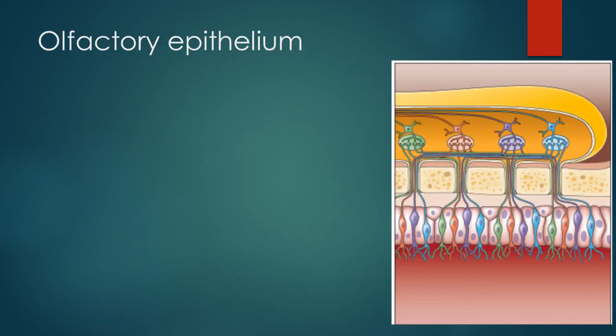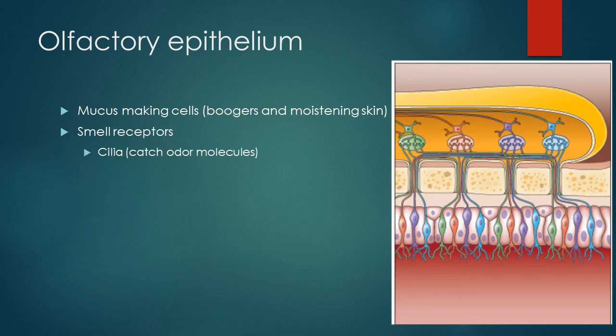The olfactory epithelium has two types of cells. The pink ones you see at the bottom are the mucus making cells. They just keep your skin moistened, and in case they are working a bit harder, they make boogers. And we have smell receptors. So you see the colorful cells with the tentacle-like structures on the end. These are the smell receptors.